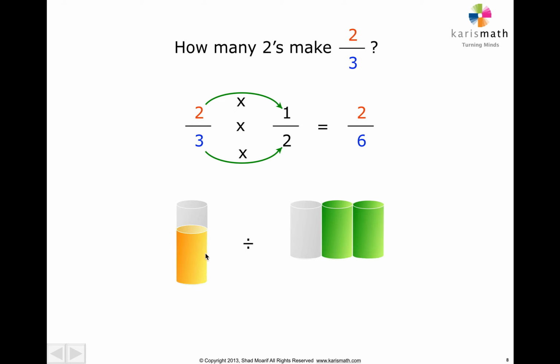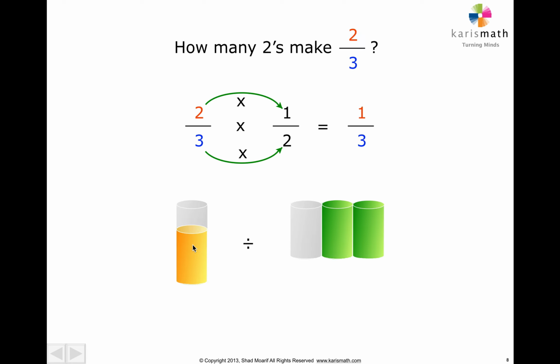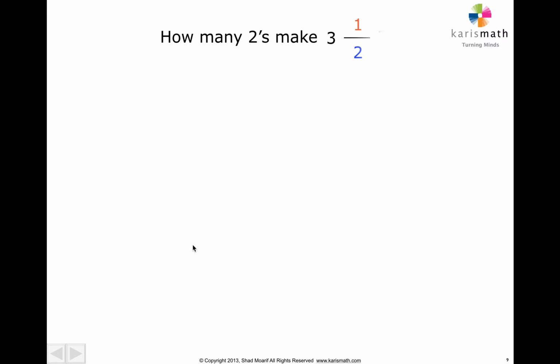This is this much. So it's 1/3 of this fits into that. Pretty neat, isn't it? So that's what division is all about. How do we find how much of one fits into the other? So here's another one. How many 2's make 3.5? Basically, we're saying how many of these fit into that.